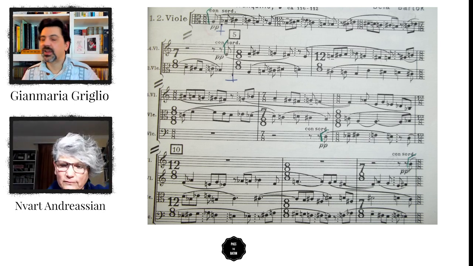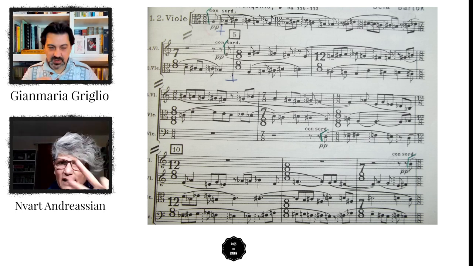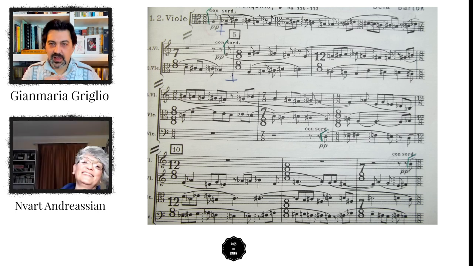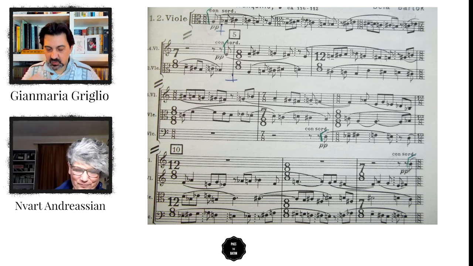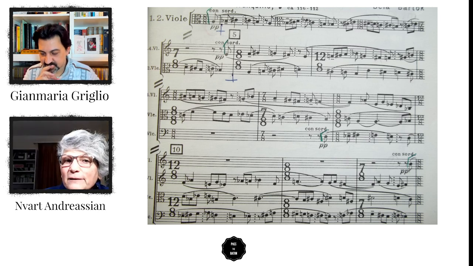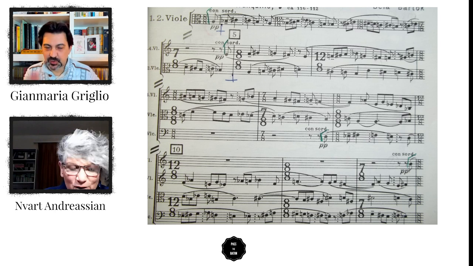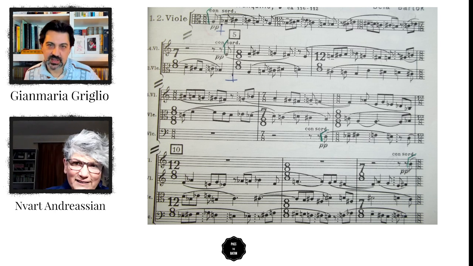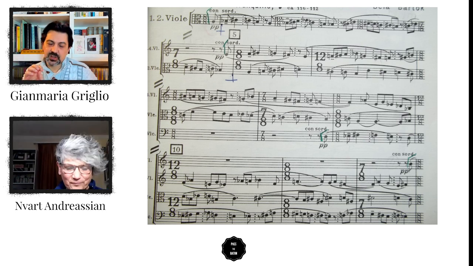In that sense. Okay, now I understand what you're saying. One high, one lower. I was looking at the entrance before that. Okay, I understand now what you're saying. That's for the whole thing.